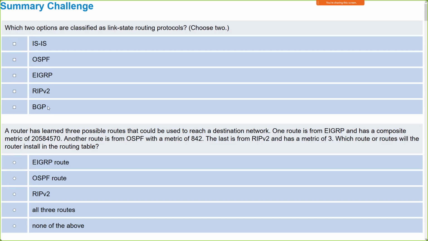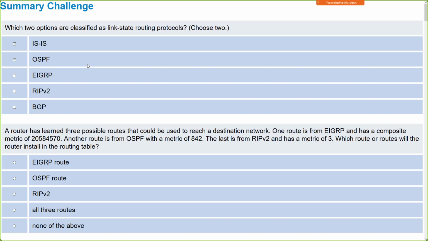So let's go ahead and wrap up this section here by going through our summary challenge. Which two options are classified as link state routing protocols? That would be ISIS and OSPF. These are link state protocols. EIGRP is considered to be a hybrid protocol, but fundamentally it is still distance vector.